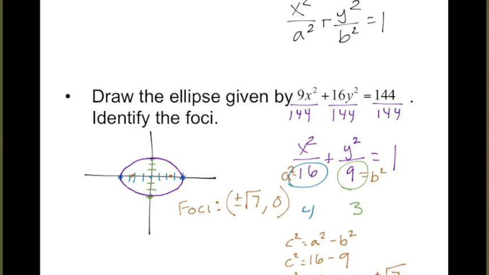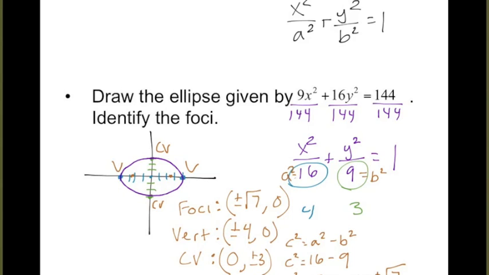Some problems, this one doesn't, but some problems in your assignment are also going to ask you to identify your vertices and your co-vertices. So pay attention to your directions. The vertices in this problem are the bigger ones. So they are over left and right 4 and up none. The co-vertices are over 0 and up and down 3. The bigger ones are the vertices, the smaller ones are the co-vertices.